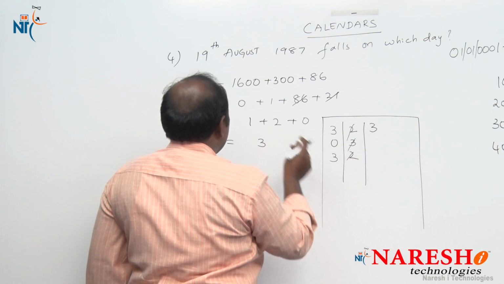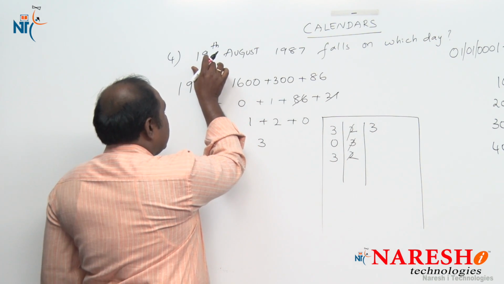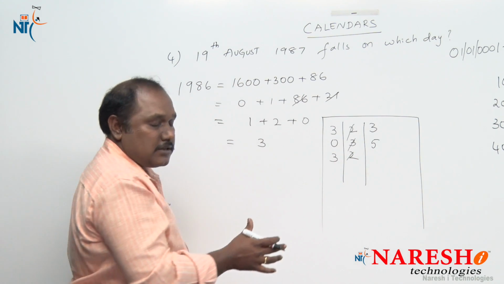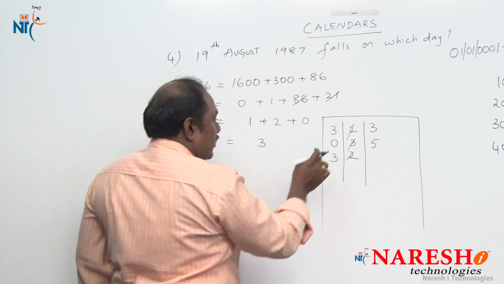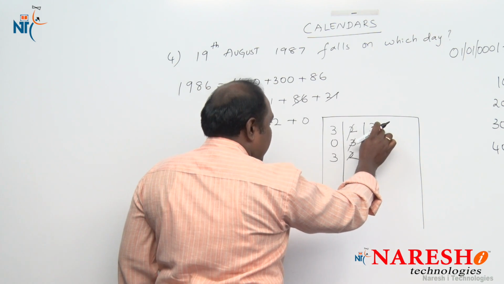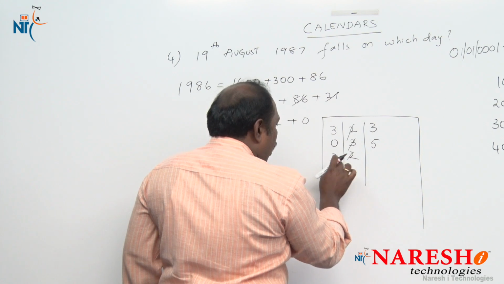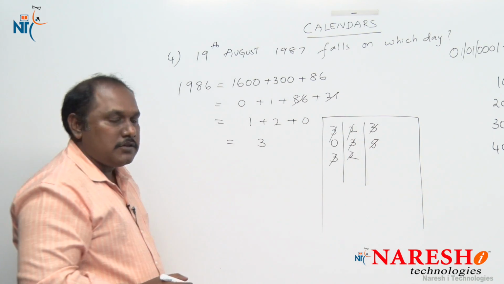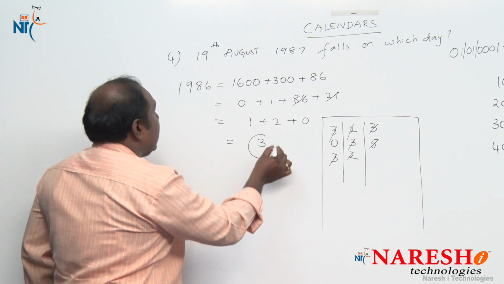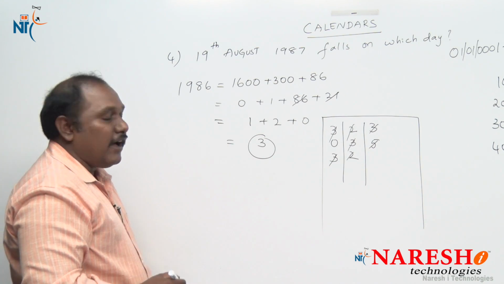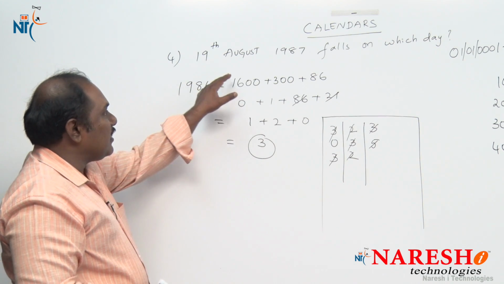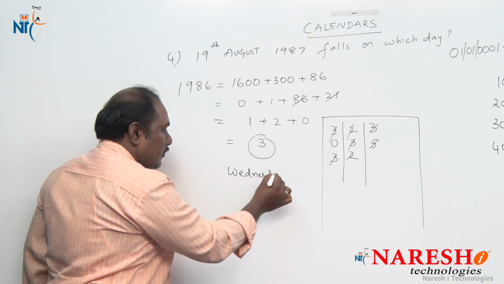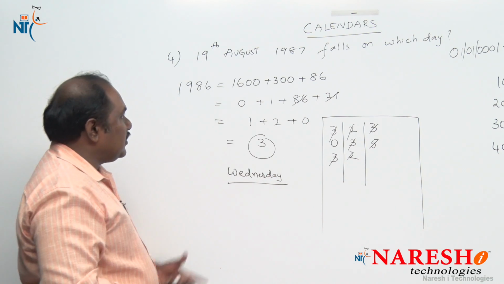July 3, August, it's still 19th August. Till 19th August, we have 5 odd days. In 19 days, we have 5 odd days. Now totally, if you look here, 3 plus 3, 6, 6 plus 3, 9, 9 plus 5, 14. All these 14 days, again they form a week. So I need not add them. So till 19th August 1987, we have totally 3 odd days. So 19th August 1987 should fall on Wednesday. So this is the answer for this question.